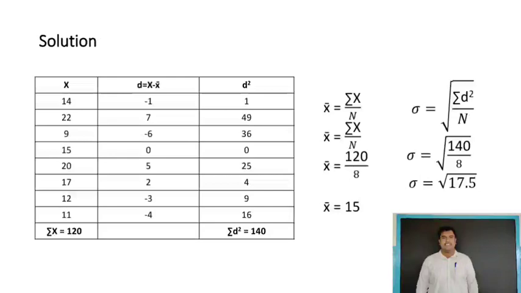Next, I need to square these deviations, that is, I need to calculate D square to remove the negativity. Minus 1 square is 1, 7 square is 49. Similarly, I calculate D square and take the summation. Now I'll apply the standard deviation formula. Standard deviation is represented by the symbol sigma. Sigma is equal to root of sigma d square divided by n. So root of sigma d square is 140 divided by n is 8. 140 by 8, I get root of 17.5 as standard deviation.